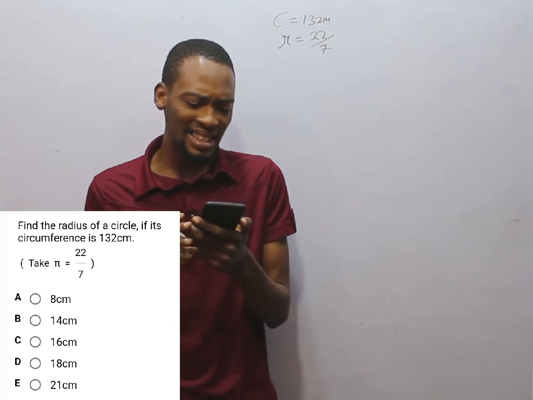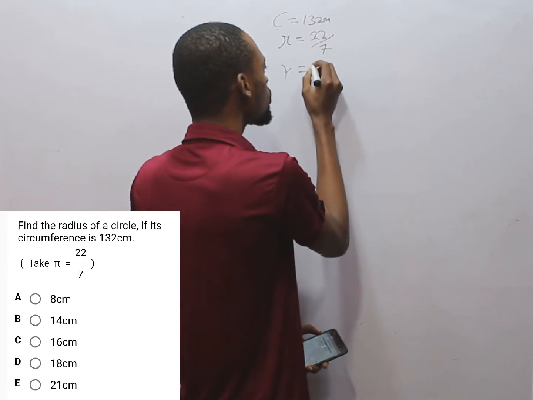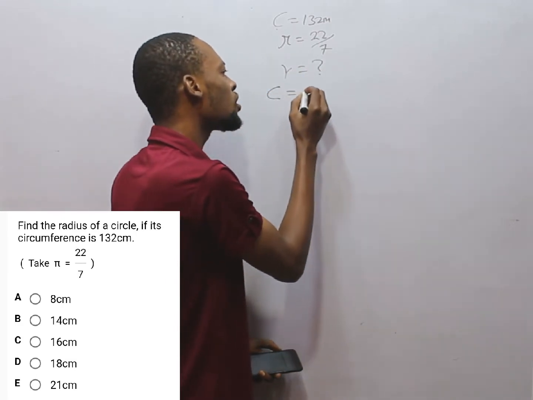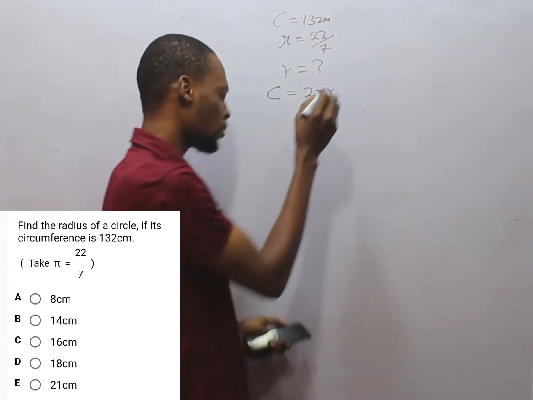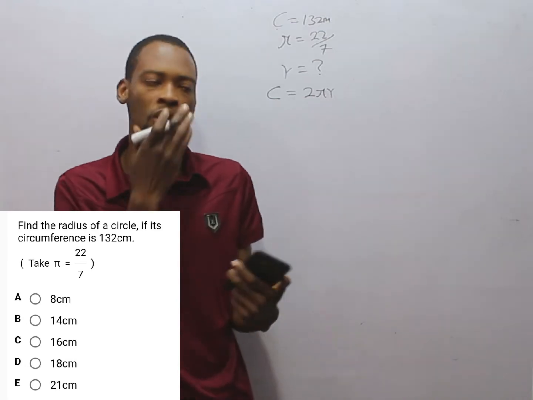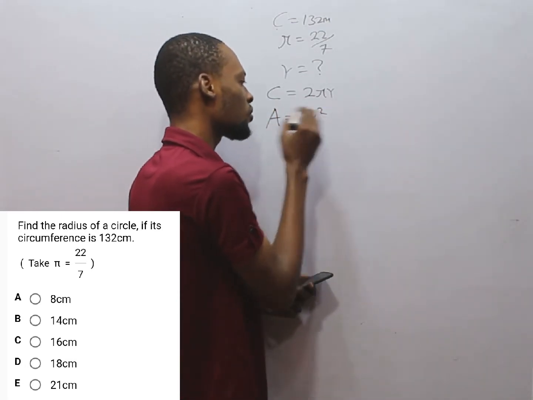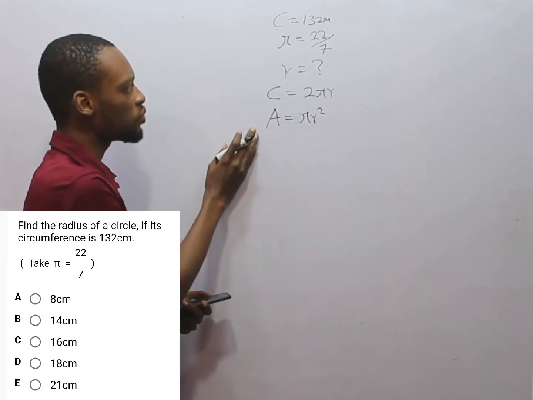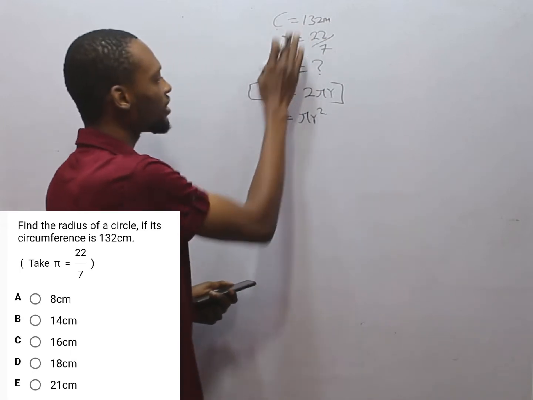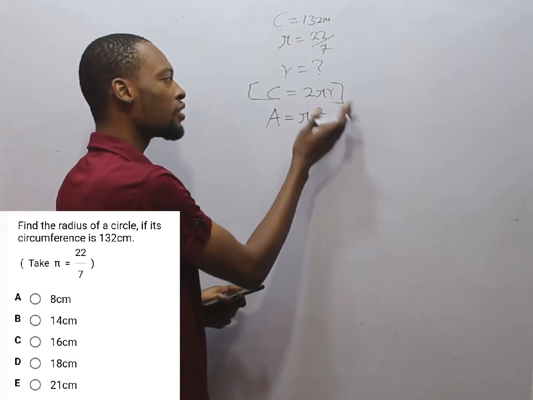Are we given any other thing? No. Find the radius. Radius is equals question. Now the circumference of a circle is equals 2 pi r. This is the formula for calculating circumference of a circle, while the area of a circle is equals pi r squared. Given these two, from this formula for circumference, we are given the circumference c, we are given pi. This implies that we can easily look for radius.